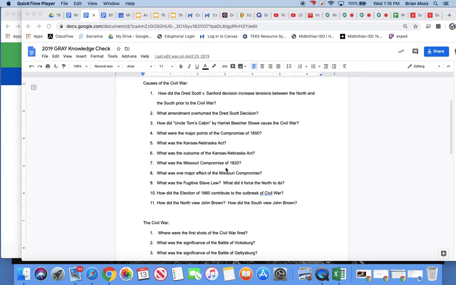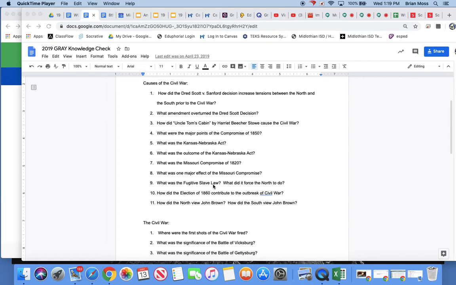What was the Missouri Compromise of 1820? The Missouri Compromise was Maine becoming a free state and Missouri becoming a slave state, balancing out the slave and free states in America and the power in Congress. What was one major effect of the Missouri Compromise? One major effect was no slavery north of the 36°30' line.